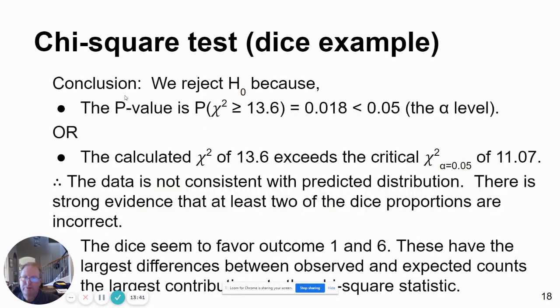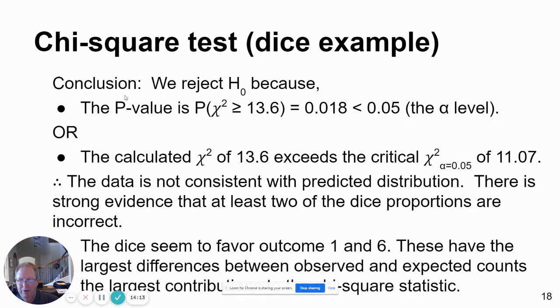So our conclusion is we reject the null hypothesis, and there are 2 bases for doing so, because our p-value was 0.018, which is less than 0.05. That's one way. Or because our calculated chi-squared of 13.6 exceeded the critical chi-squared of 11.07. The data is not consistent with the predicted distribution. There is strong evidence that at least 2 of the dice proportions are incorrect.